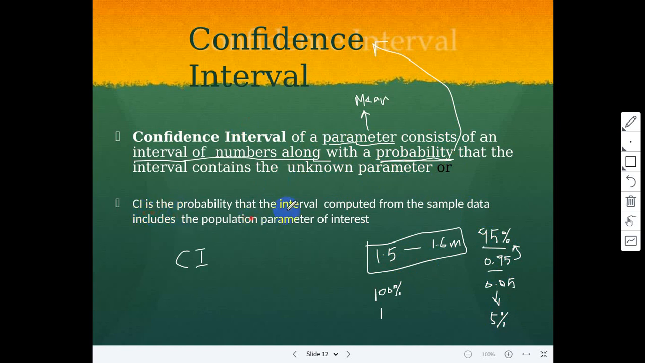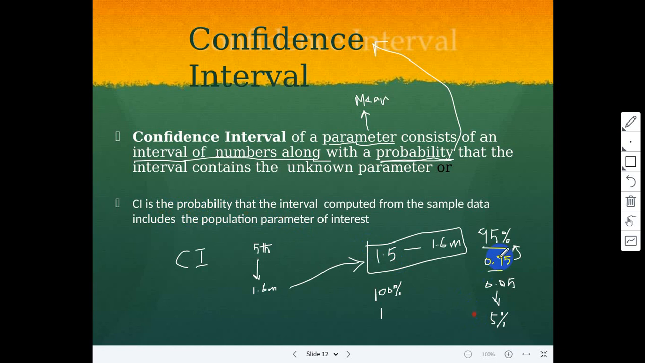CI, or confidence interval, is the probability that the interval computed from the sample data includes the population parameter of interest. Earlier, we took a sample from the 5th semester and found a mean height of 1.6 meters. Based on that, we took a range of values, 1.5 to 1.6 meters, for the population mean.